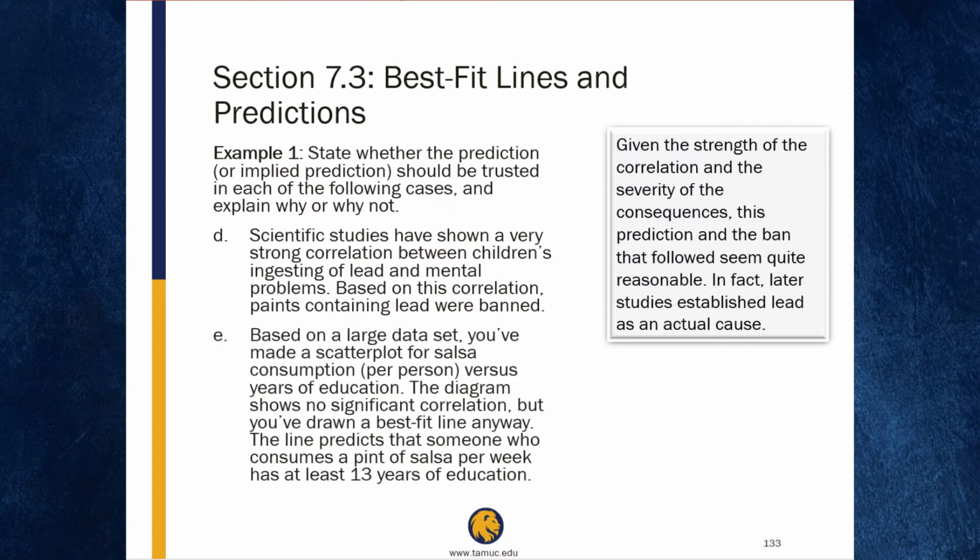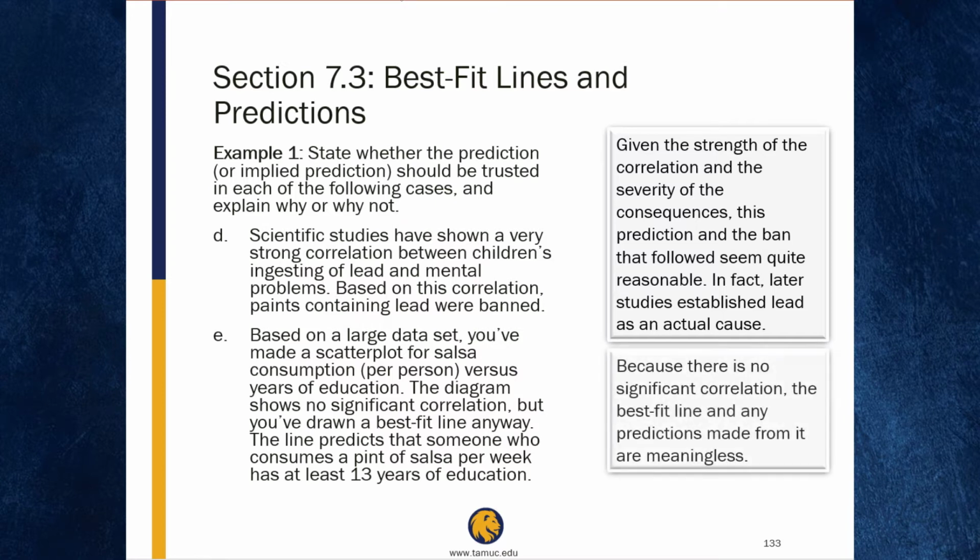And then one other one here says, based on a large data set, you've made a scatter plot for salsa consumption per person versus the years of education. The diagram shows no significant correlation, but you've drawn the best fit line anyway. The line predicts that someone who consumes a pint of salsa per week has at least 13 years of education. Now, this seems like a fairly untrustworthy prediction because there's no significant correlation. The best fit line and any predictions made from it are meaningless.